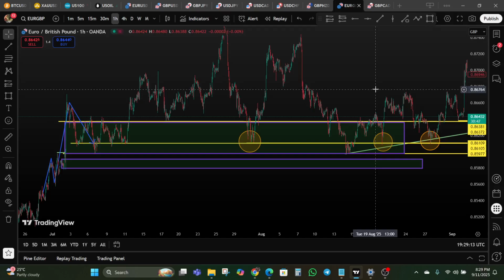That is it for this lesson, guys, on the ICT Swing Trading Strategy. Focus on liquidity, higher time frame order blocks, and fair value gaps, and you'll start to see the structure behind major market moves.